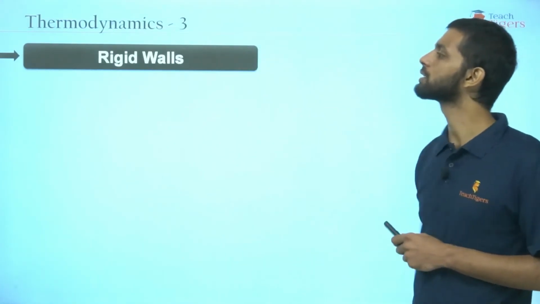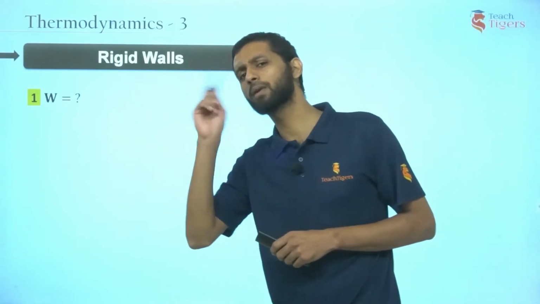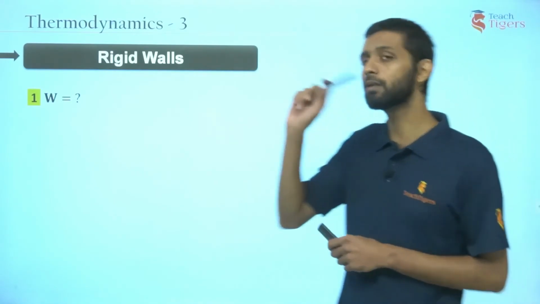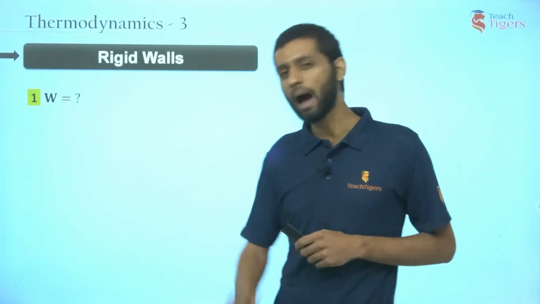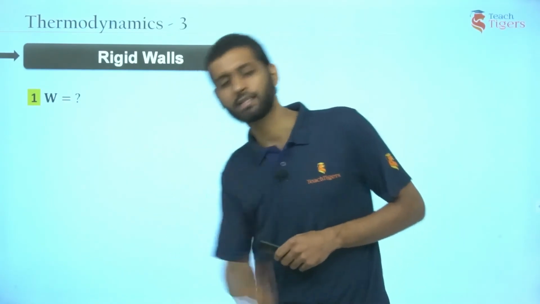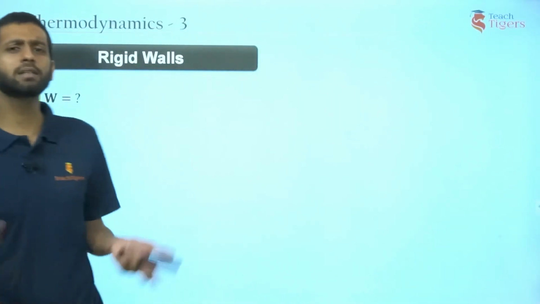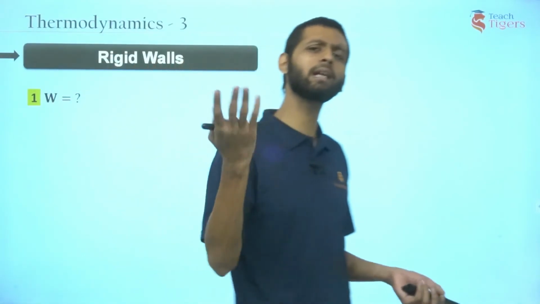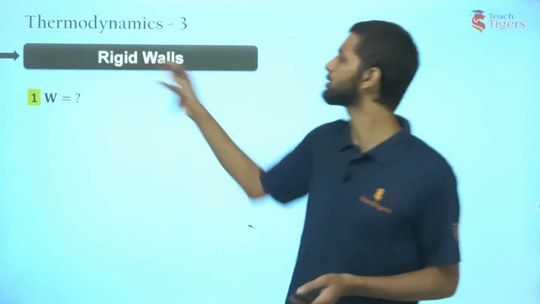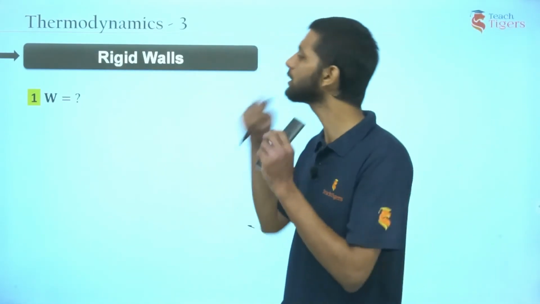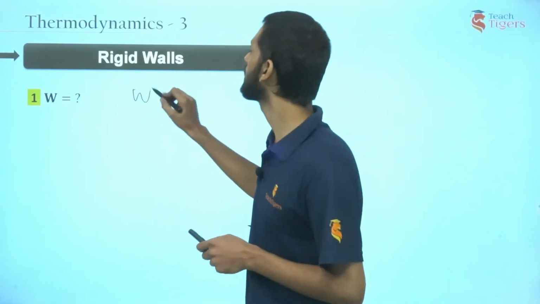Moving on, rigid walls. What is the work done? Once again, try to remember, दिमाग लगाओ. Rigid walls के अंदर work कैसे? How do we find work in rigid walls? If you have remembered it, very nice. But if you can't remember it, we just defined work. What is the definition of work? It's the negative integral of pressure dV. Right? Rigid walls. What do rigid walls mean, and how can I use it in the definition of work? And the answer is work done is 0.